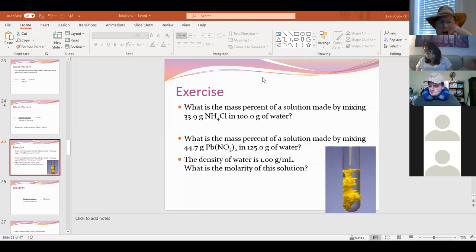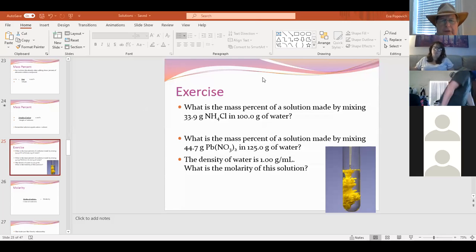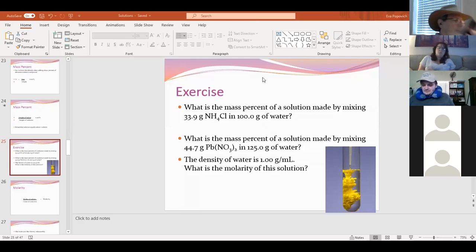Yes. Okay. Were you listening to what we were just doing, Cash? Yeah. All right. So you have 44.7 grams of lead nitrate and 125 grams of water. Tell me how to figure out what the mass percent is. I don't know. Okay. I don't know. It's a perfectly good answer.